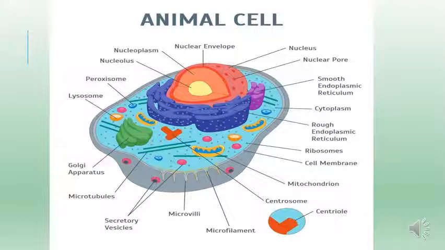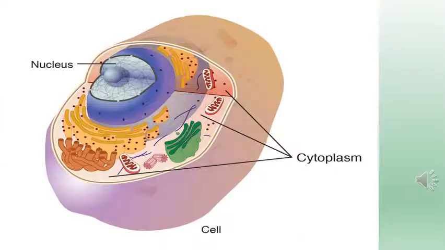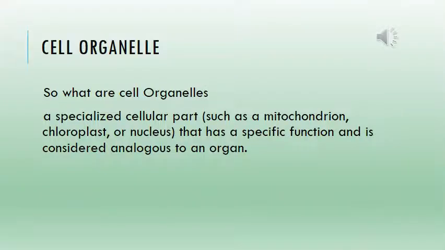There are different organelles there, like the nucleus you can see, and whenever we are going to study them we will go back and look at this picture. The structure of the cell is showing you the cytoplasm, the nucleus, and you can easily look at the mitochondria also. Cell organelle. So what are the cell organelles?